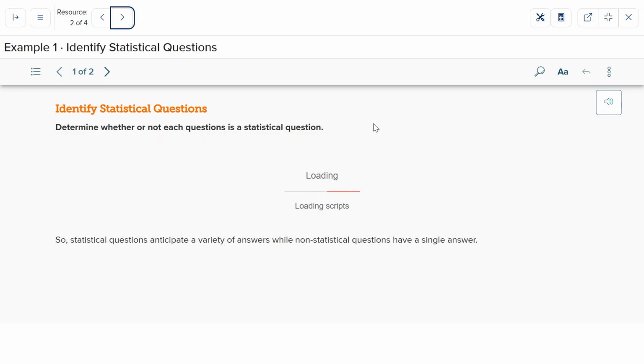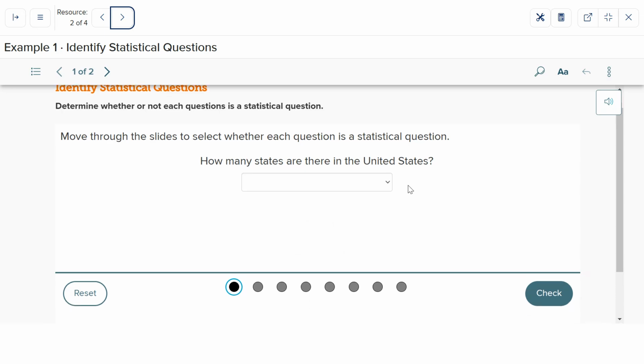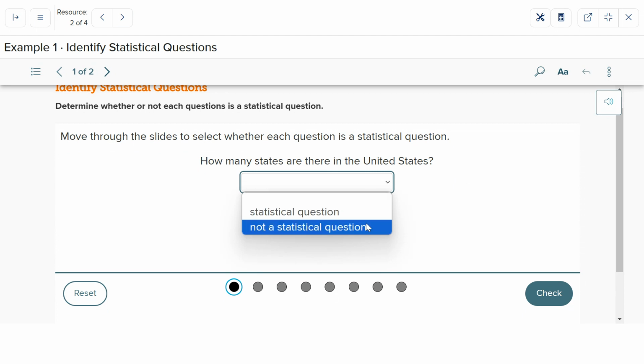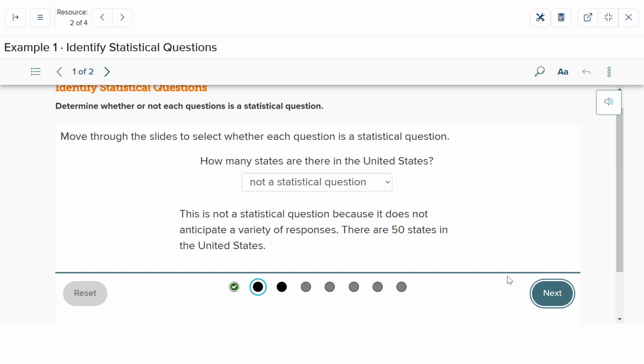Determine whether or not each question is a statistical question. I'm going to move through the slides, and you're going to just follow along on your page. So we've got, how many states are there in the United States? This is not a statistical question because we know there's an answer to that. There's 50 states.